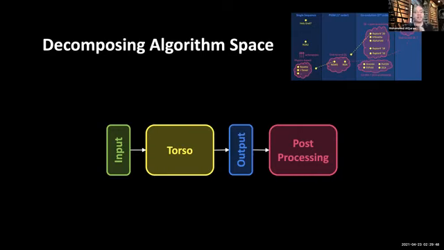All right. So coming back to this sort of algorithm space, or rather the decomposition of the algorithm. Like I said, there's kind of three main components. There's the input, this is what goes into it. There's the torso, this is the thing that does the reasoning, typically the neural network. There's the output, the thing that you're generating.